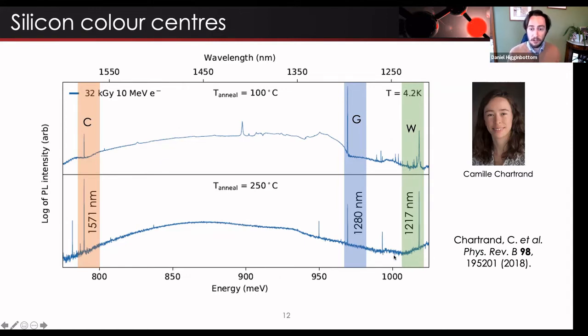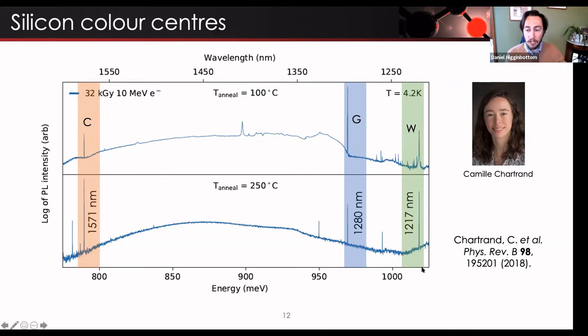The known silicon color centers tend to be isoelectronic centers with bound exciton transitions. They trap and they bind traveling free excitons. That means that an electron from the conduction band and a hole from the silicon valence band get bound and they subsequently combine and emit light.